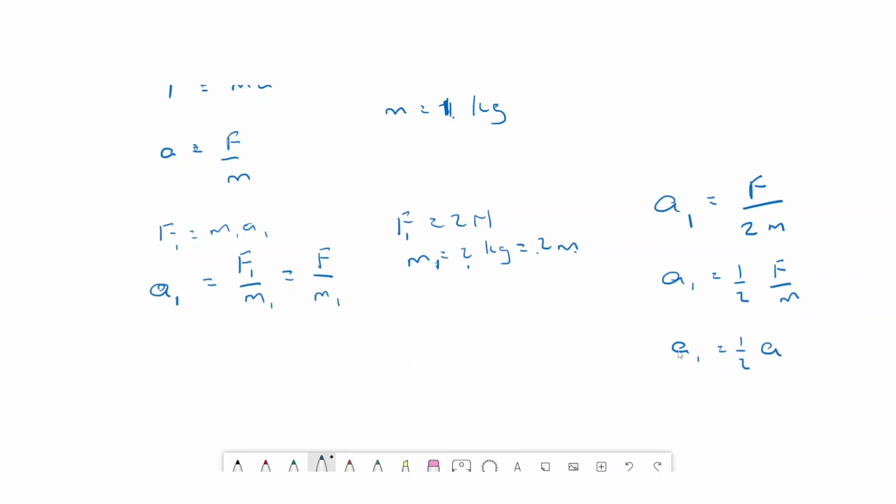So you can see that by increasing the mass, what you have done to the acceleration is decrease it by the same factor, which is 2. That is why you're getting half. If you had increased the mass by 3, then you would get 1 over 3 here. That is why we say it is inversely proportional: when you increase the mass, the acceleration decreases. When you decrease the mass, the acceleration increases.